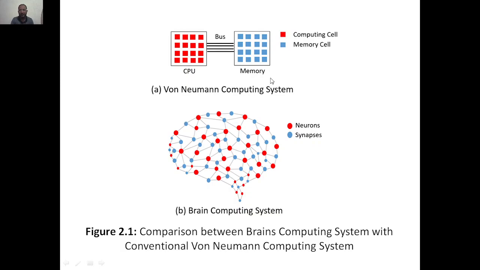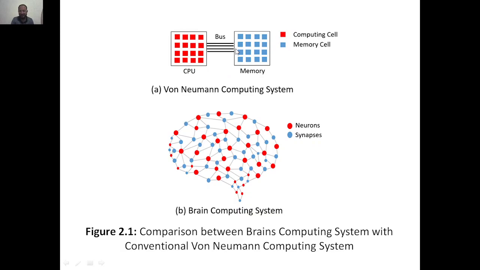So this is called the Von Neumann computing system. That is how the Von Neumann computing system looks. This is an architecture of a computing system or CPU. Who proposed it? Von Neumann. That's why it is called the Von Neumann computing system.